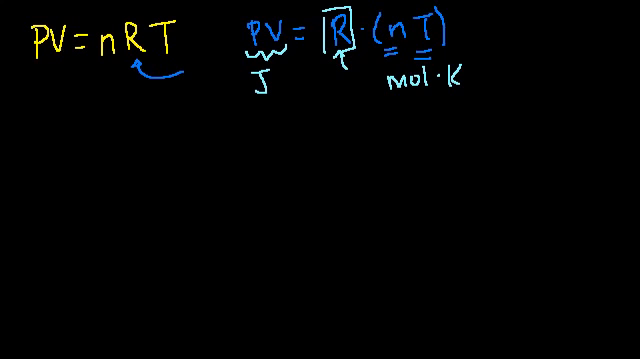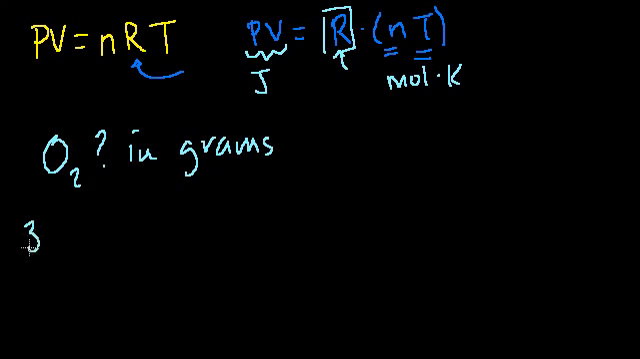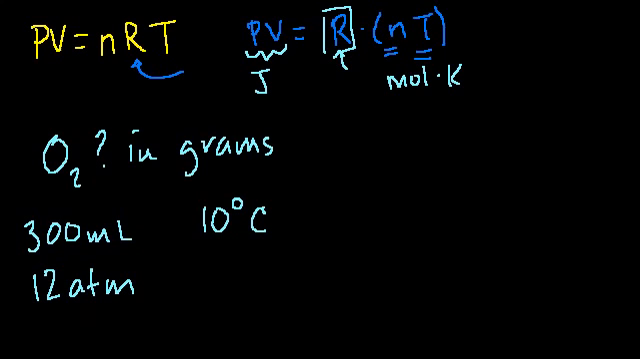So let's say we want to know how many grams of oxygen. So we want to know grams of O2. How many grams of O2 are in a 300 milliliter container that has a pressure of 12 atmospheres, and the temperature is 10 degrees Celsius. So let's just break out, well, we've already broken out our ideal gas equation.